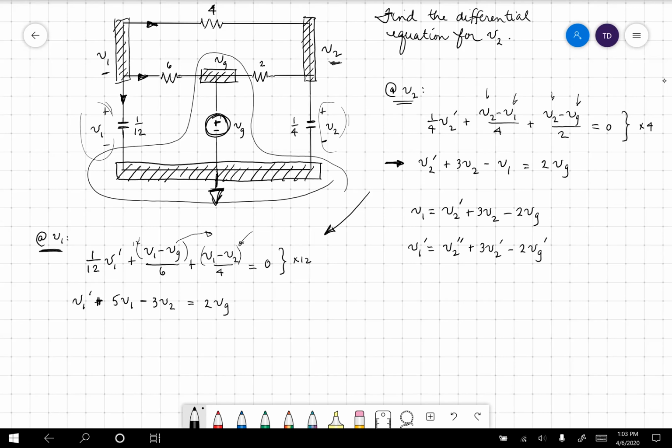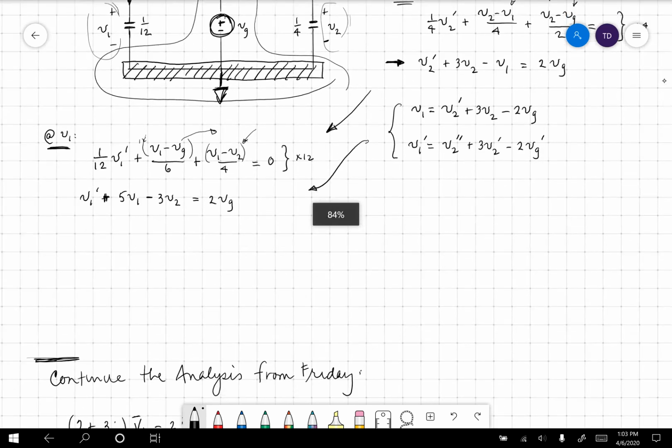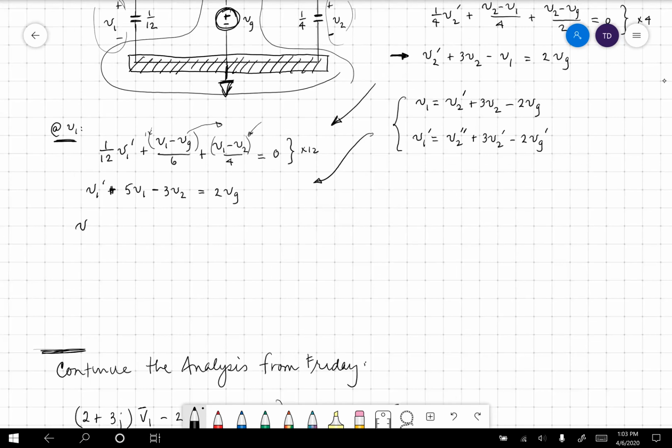So now I'm just going to take these two and substitute into this equation. So V1 prime, let's put in there for V1 prime, it's V2 double prime plus 3 V2 prime minus 2 VG prime. That's that term. Plus 5 V1. V1 is V2 prime plus 3 V2 minus 2 VG. And then it's minus 3 V2 equals 2 VG. We're almost there. We're almost scot-free.